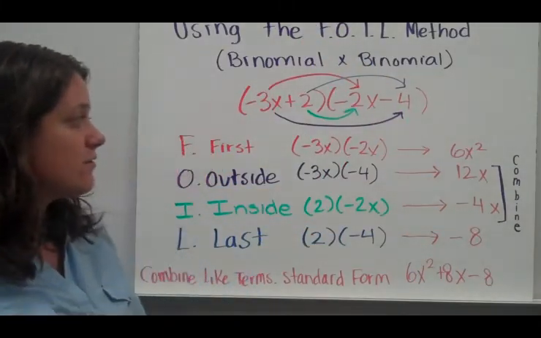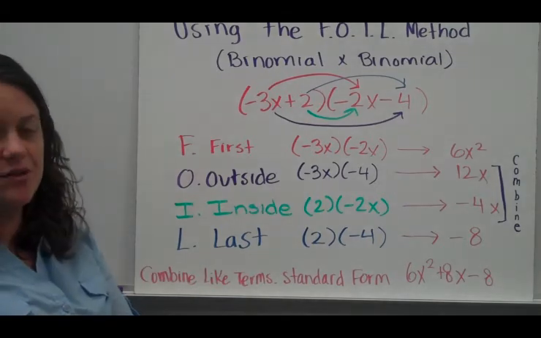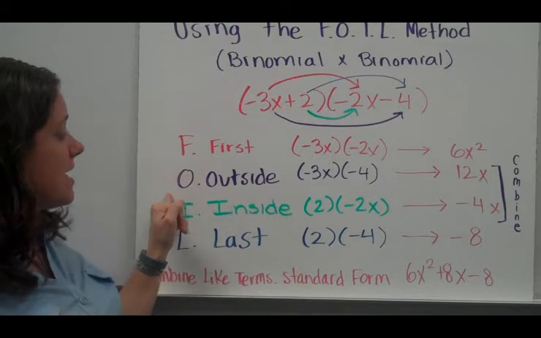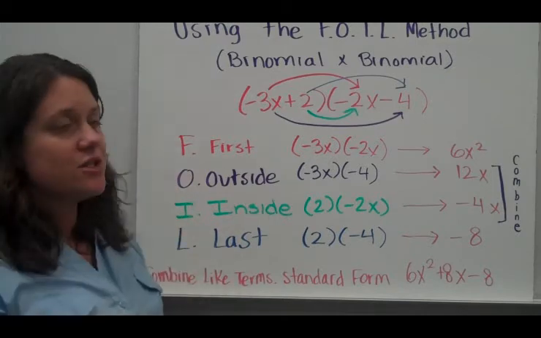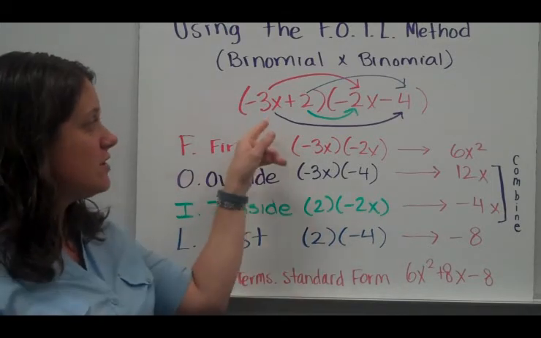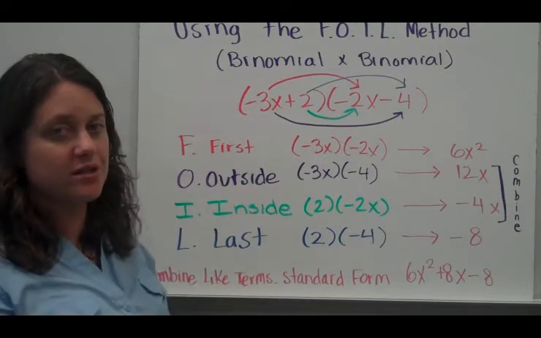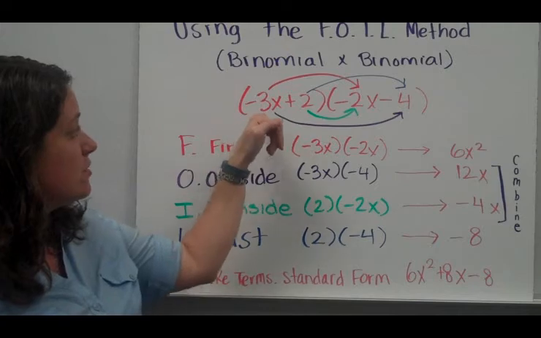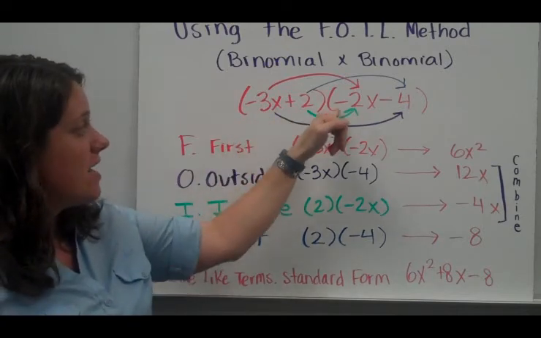The other method is foiling. So this might look kind of confusing, but maybe you've heard the word FOIL before, I'm not sure. So FOIL stands for first, outside, inside, last. So this is just another method. So you have these two binomials, and I color-coded this to try to help you out. So first you're going to multiply the first two terms. So the first two terms would be negative 3x and negative 2x.